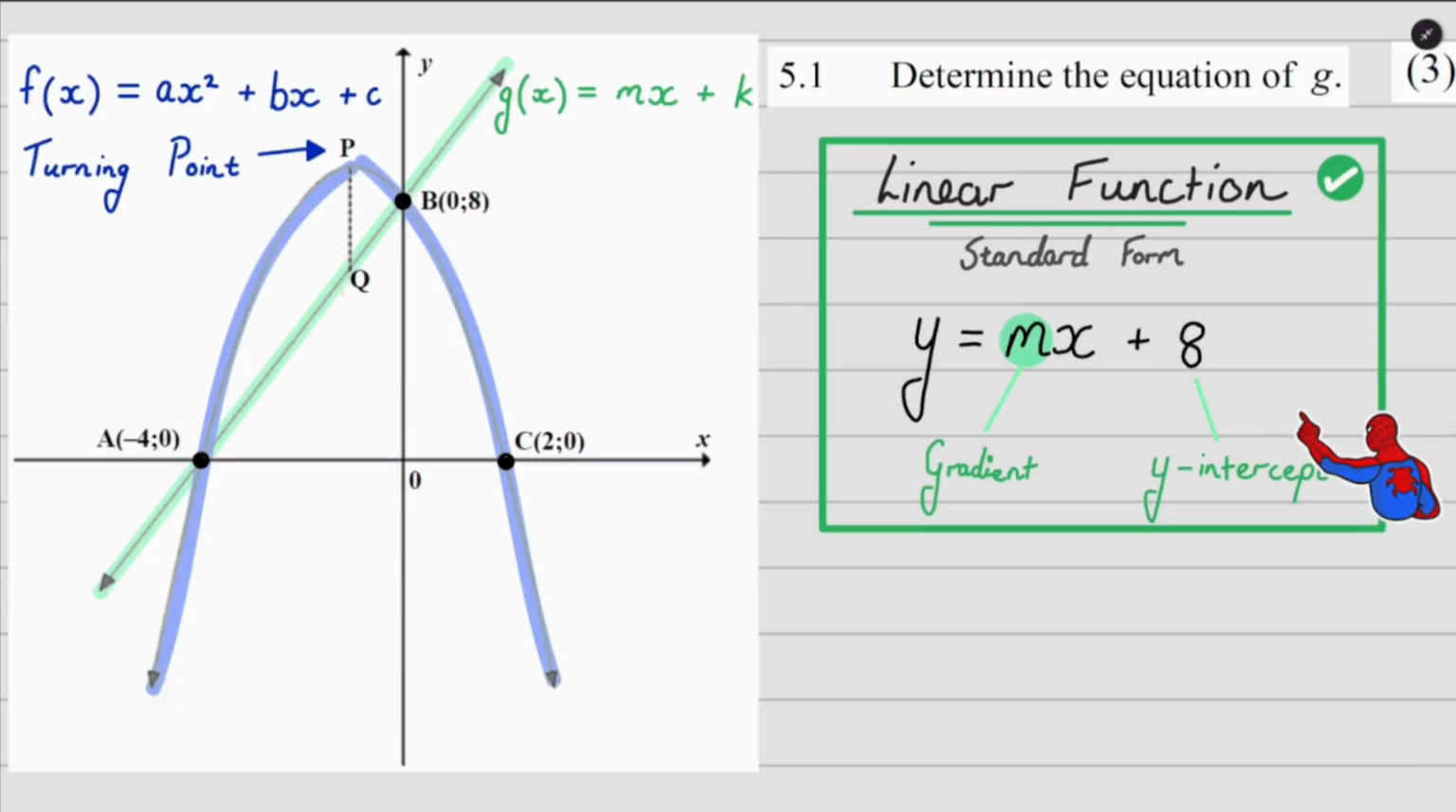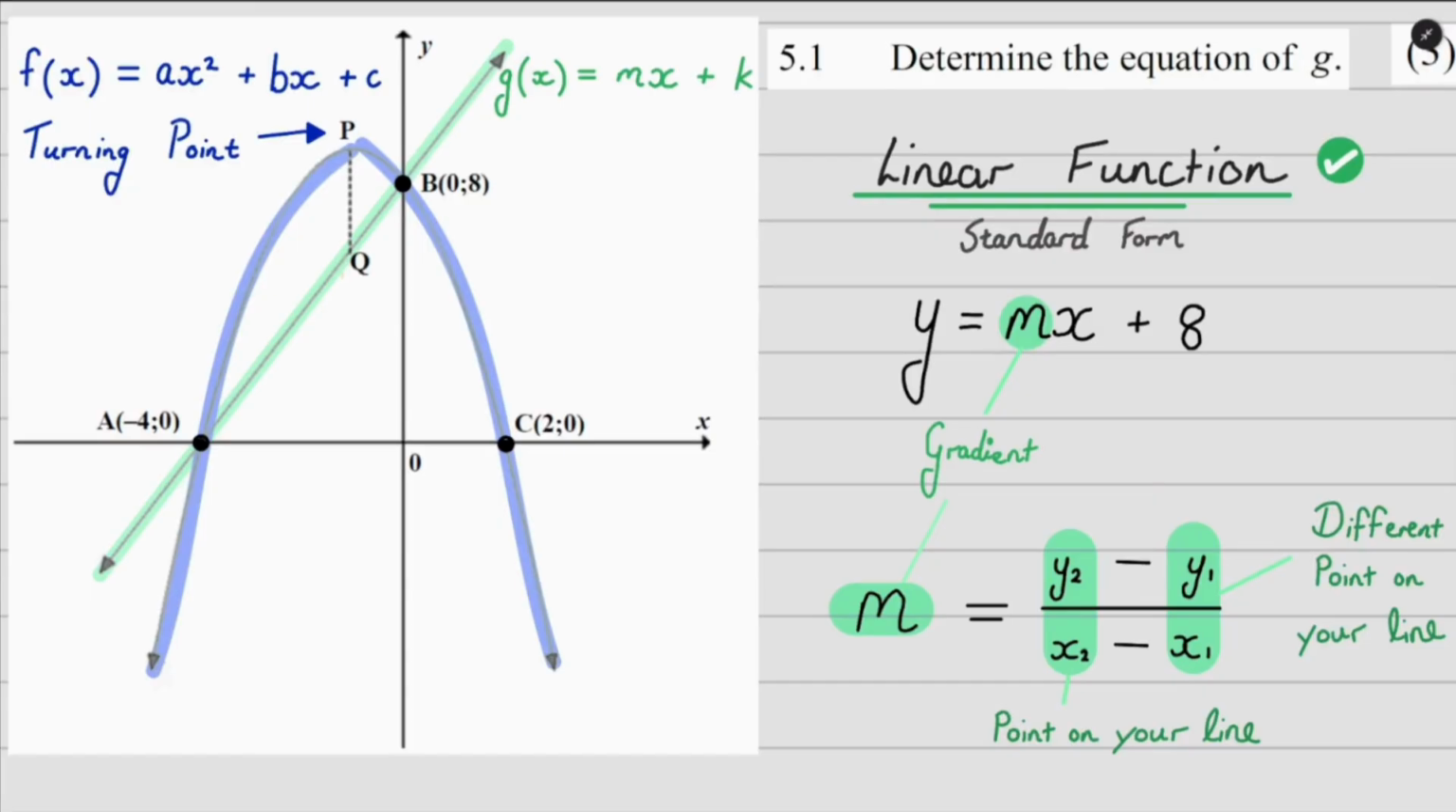So I'm going to do the gradient formula because you use that formula a lot, and it's worth your time to practice it as much as you possibly can. And luckily the gradient formula is on your formula sheet. So we're going to put a point in over here, and we're going to put a different point in over here. I like to start with one at the top. It really doesn't matter which one you start with. So I'm going to put B in here, so 8 will go here and a 0 will go here.